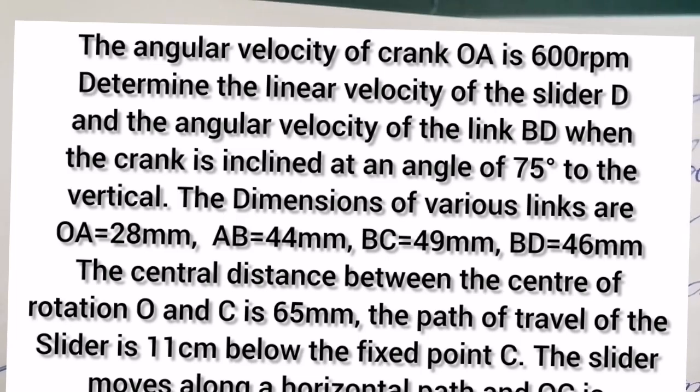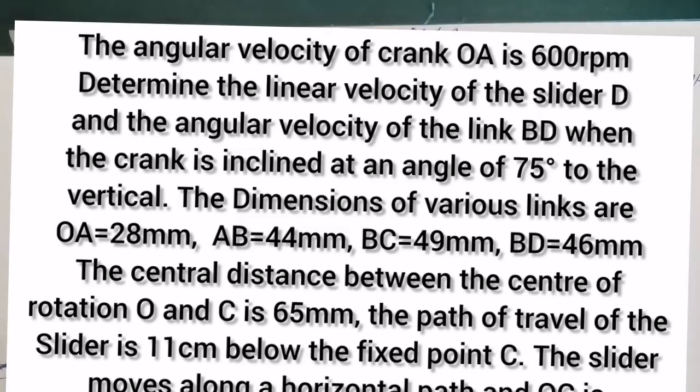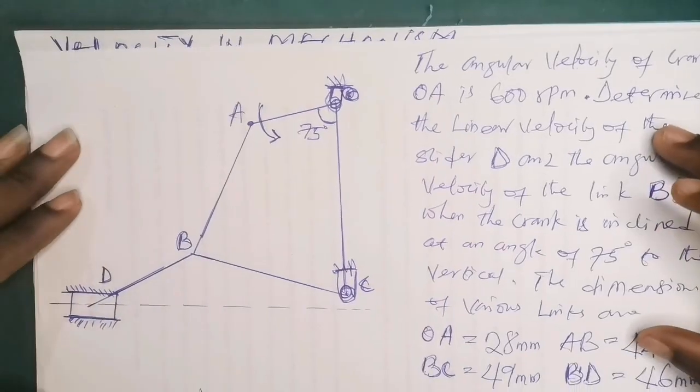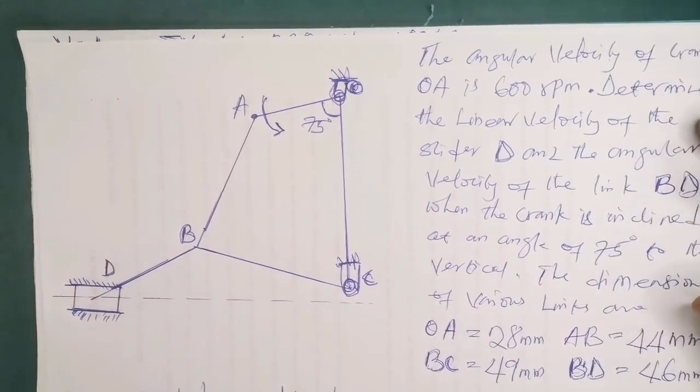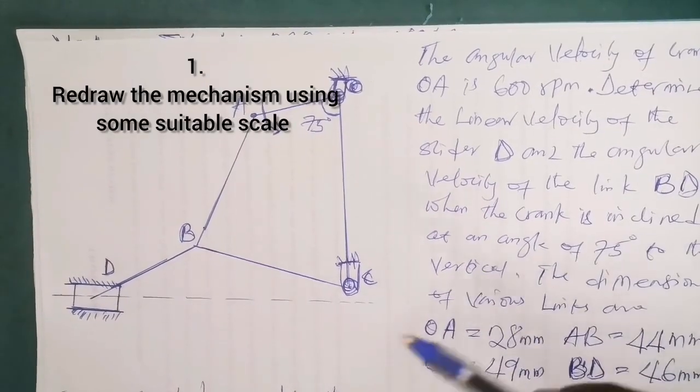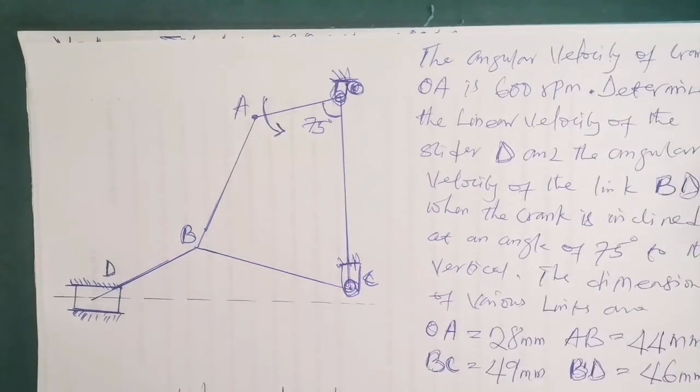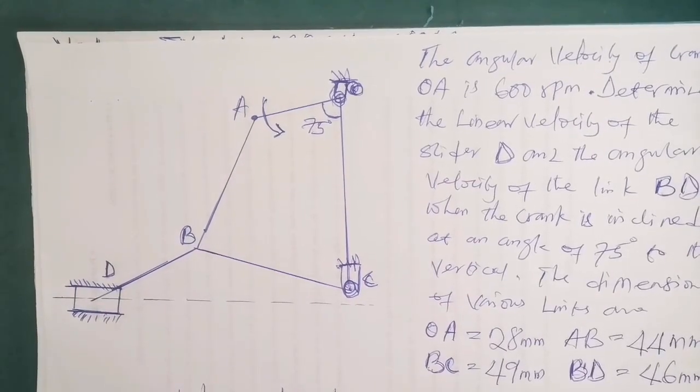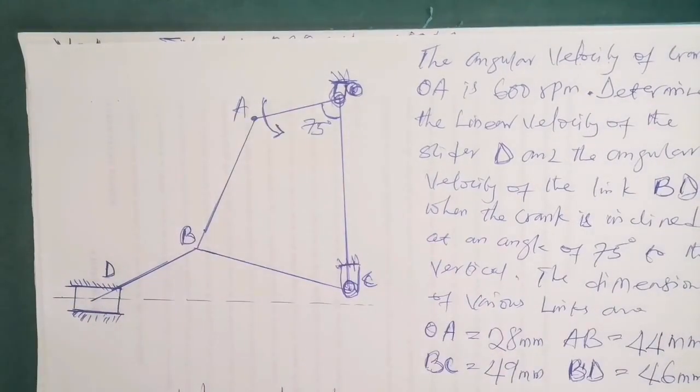The path of travel of the slider is 11 cm below the fixed point C. The slider moves along a horizontal path and OC is vertical. Okay, so this is the link given to us here. Like I said in the previous video, our first task will be to take some suitable scale and reproduce this link. So let's start by reproducing the link.